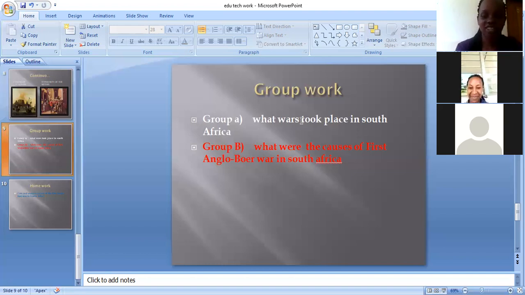Yes, you can give them in a summary due to the time. We are remaining with a few minutes to the end of this lesson. You can give them in a summary and complete them. It's okay. Go ahead. You can give us a summary of the points, the causes for the first Anglo-Boer War in South Africa. Due to the time, it's less. You can help us and give them in a summary.